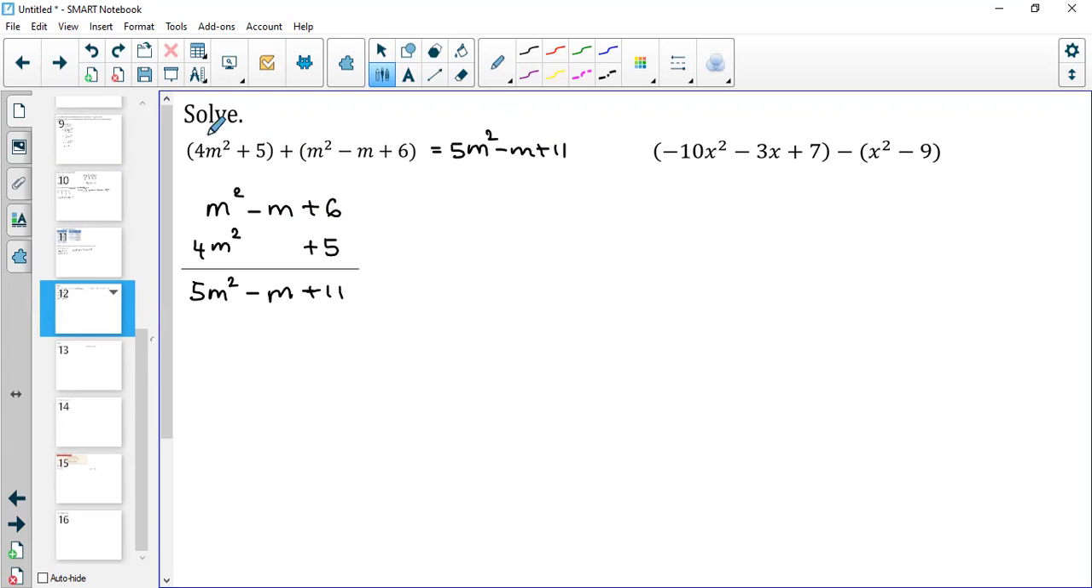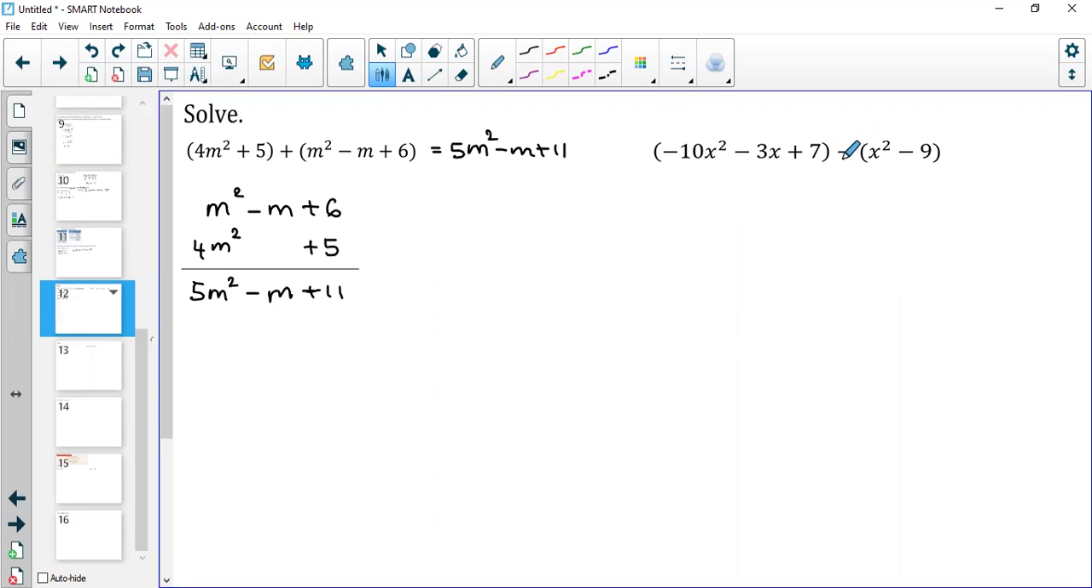Now it's perfectly fine if you just add them horizontally. 4n squared plus n squared is 5n squared. Then there's nothing to do with n, and 5 plus 6 is 11. It's totally up to you if you do it the horizontal way, but what I would advise is to do it the vertical way so that you know which monomial goes under each other.